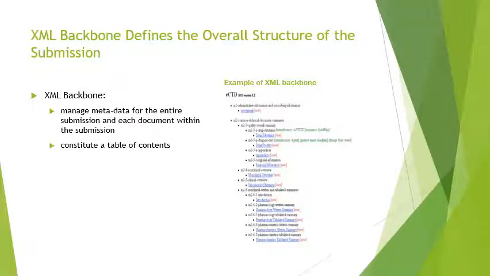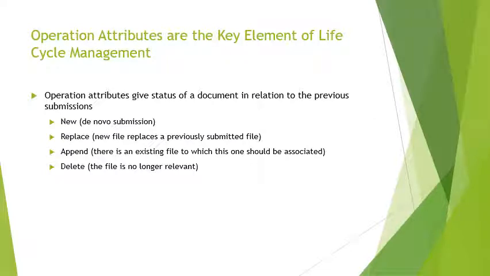Now, XML backbone is defined as the overall structure of the submission. As we have discussed earlier, it's similar to a TOC in CTD. Here, it's the XML backbone. It manages the metadata for the entire submission and each document within the submission. It's nothing but a table of content for ECTD. I have also shown an example of an XML backbone.